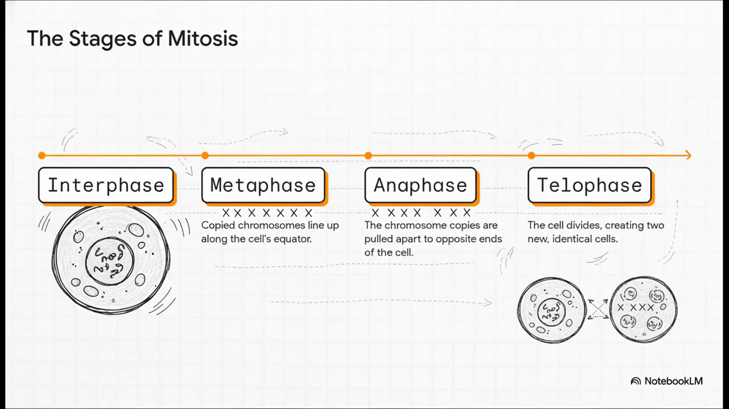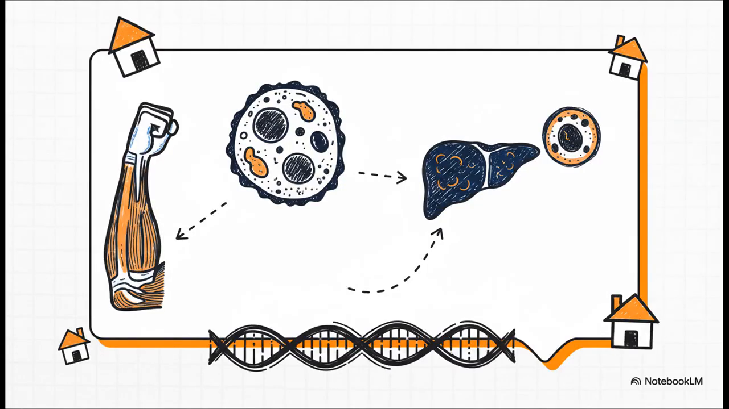So, to grow and to repair tissues, our cells have to make perfect copies of themselves. This process is called mitosis. And it's this elegant cellular dance where the cell first duplicates all of its DNA, then meticulously lines up all the copies right in the middle, pulls them apart to opposite sides, and finally divides into two brand new identical cells.